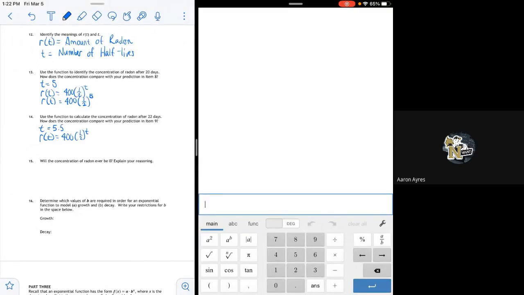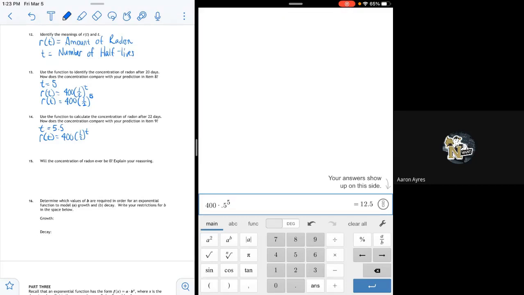All right, with me, guys, real quick. I'm going to do this real quick on the Desmos calculator, okay? So I have 400 times 1/2, and I'm going to raise that to the 5th power, right? Because that's 5 half-lives. Final answer is 12.5. Is that what we were supposed to get? Remember, 0.5 is the same as 1/2. That's our constant ratio.